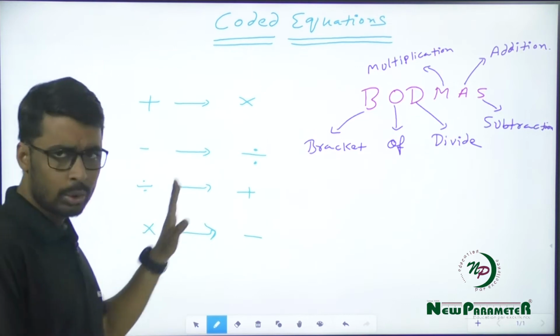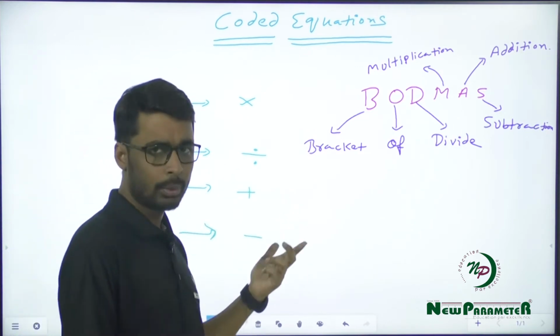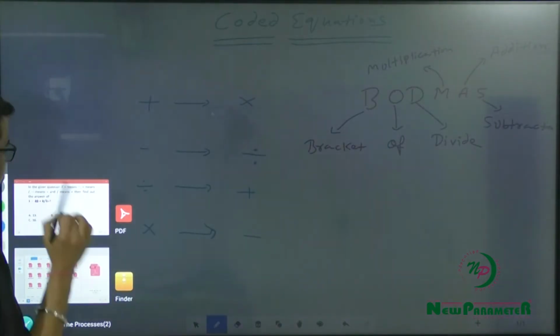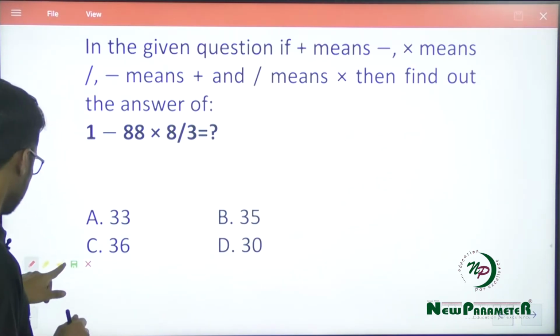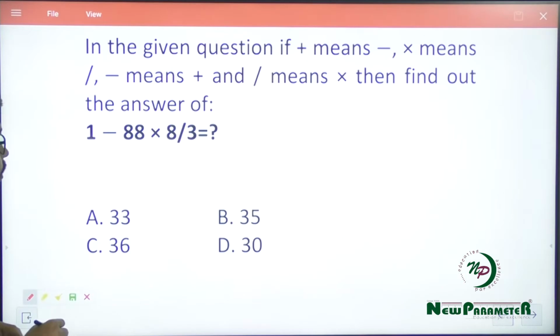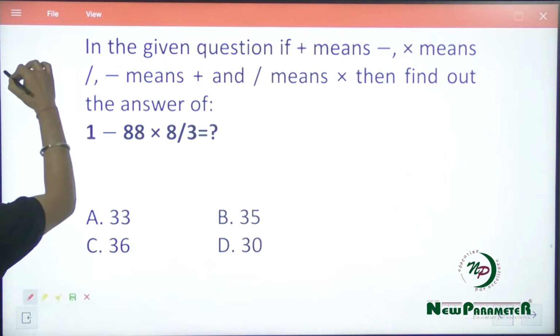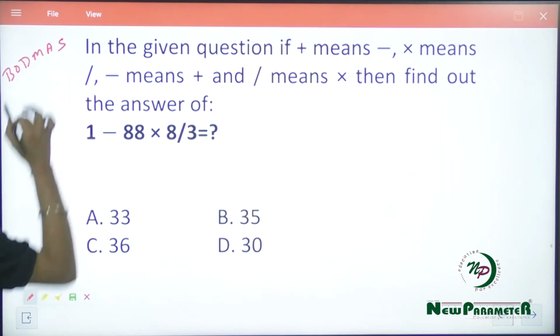So there is not very much theory in this topic. Let's understand this topic through some practice questions. So here is my first question, where I have to use the rule of BODMAS. Don't forget the rule of BODMAS. Every time you have to apply BODMAS, right?